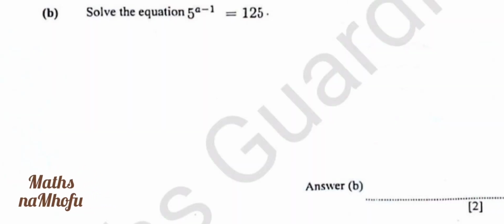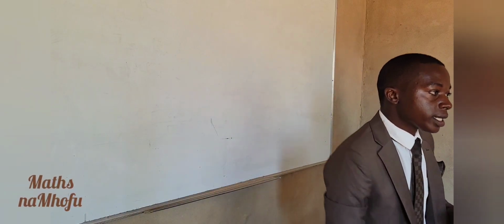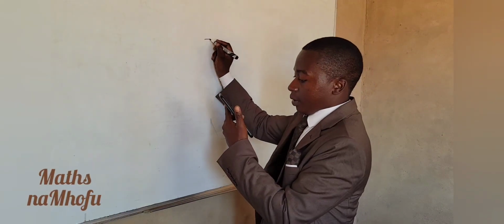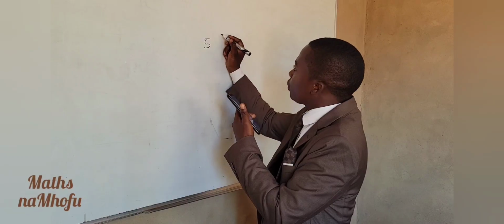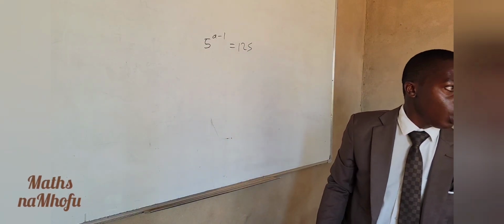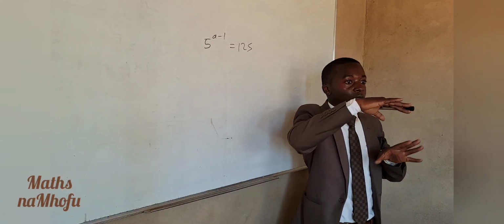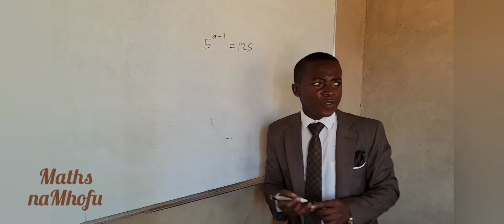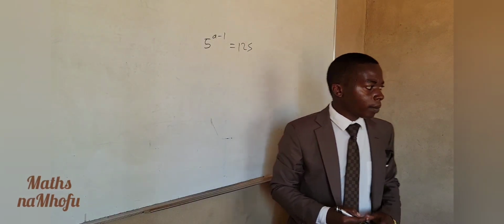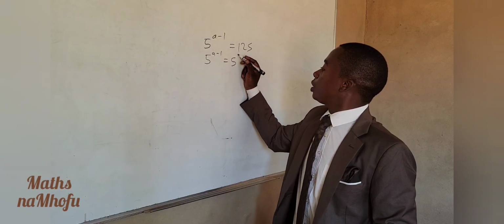Now let's move on to the next question. I know they won't disappoint on asking questions of equations with indices, right? The equation 5 to the power a minus 1 is equal to 125. This is very simple. You must make sure that you have the same bases. When bases are the same, it means powers are the same. Then you cancel the bases and deal with powers. 125 is the same as 5 to the power 3. So 5 to the power a minus 1 is equal to 5 to the power 3.